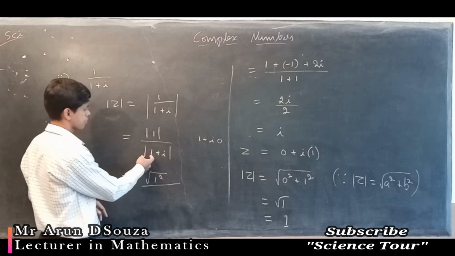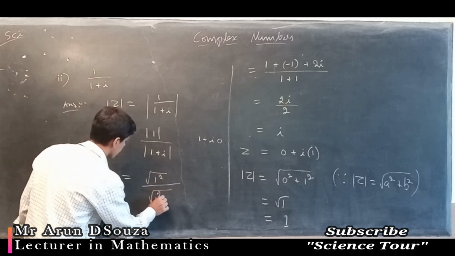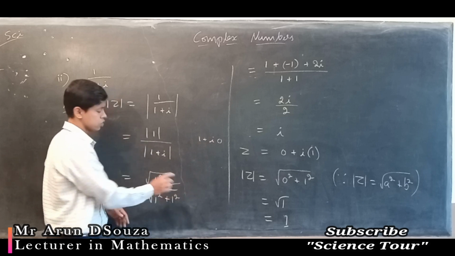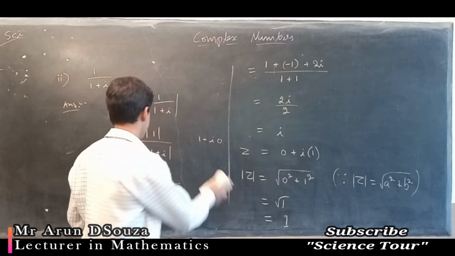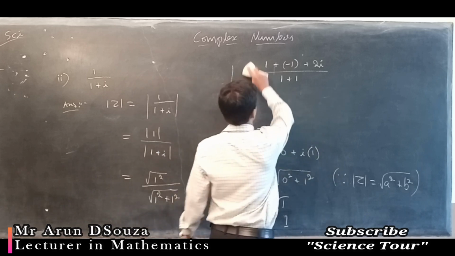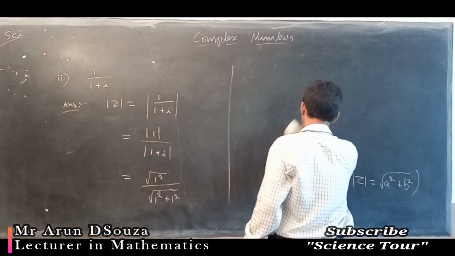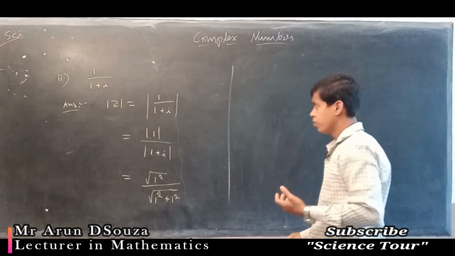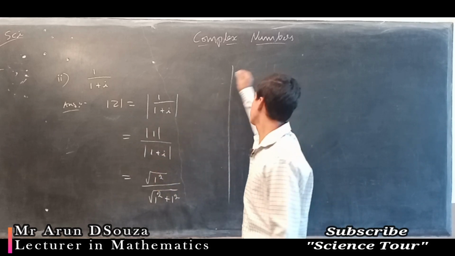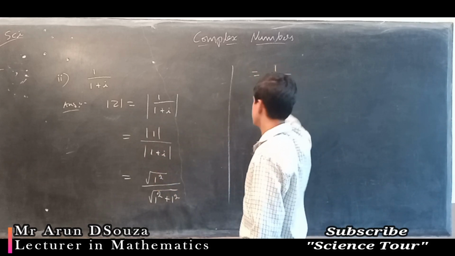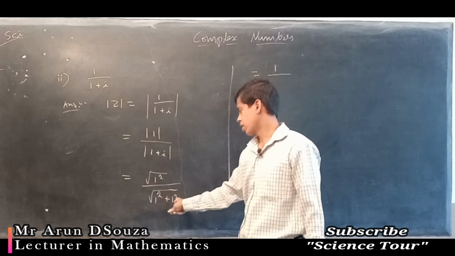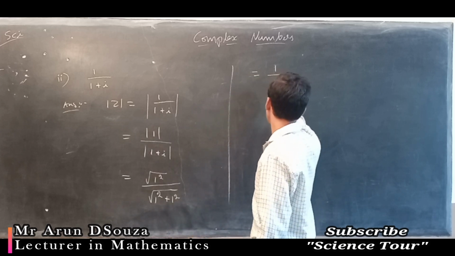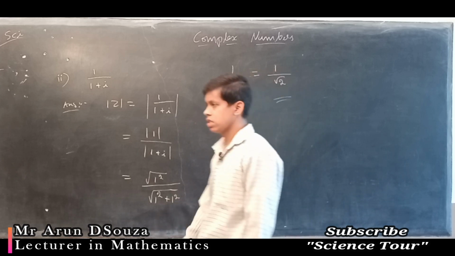Then the denominator is square root of 1 square plus i into 1, so that is 1 square because b is 1. All right. Now what do we do? Simplify. Square root of 1 square is 1, and then this is 1 square plus 1 square. 1 square is 1, plus 1, so root 2. So 1 by root 2 is the answer.